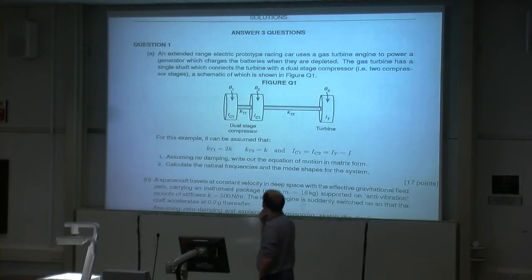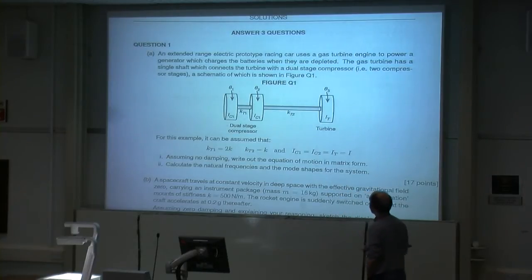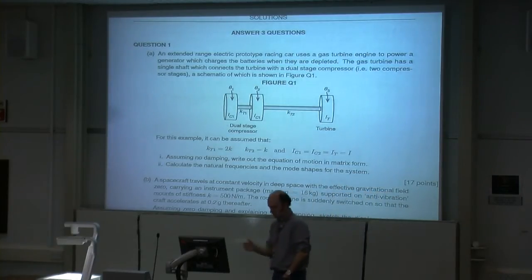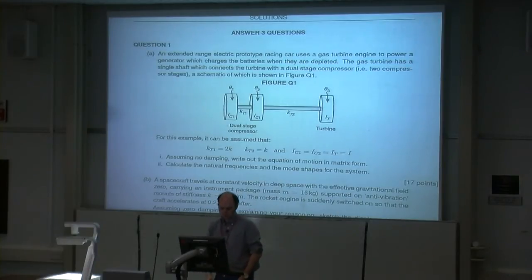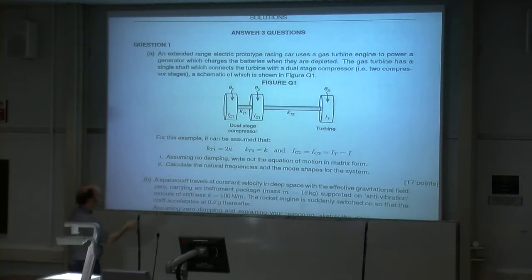The gas turbine has a single shaft connecting two compressors with a turbine, and those two compressors are known as a dual-stage compressor. For this example, we can see that KT1, which is this shaft here, has a torsional stiffness of 2K, and KT2 has half of the stiffness, K. And the moment of inertia of each of these compressors and turbines is equal to I. So they're all the same in terms of moment of inertia.